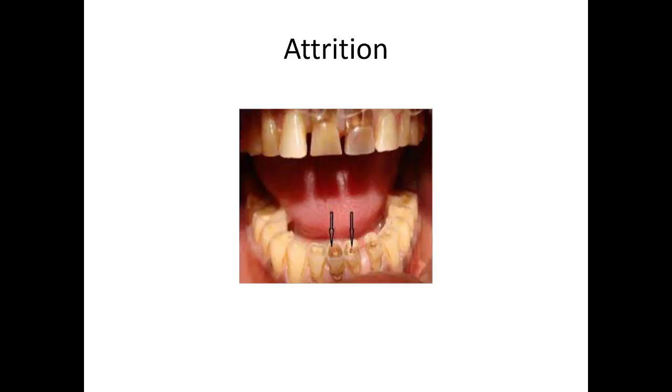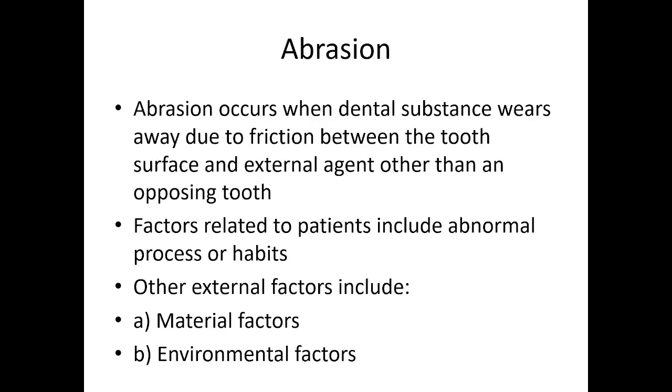Also, in this one, we see the yellow-brown discoloration, because the dentin has already been exposed. How about abrasion? Abrasion occurs when dental substance wears away due to friction between the tooth surface and external agents other than an opposing tooth.